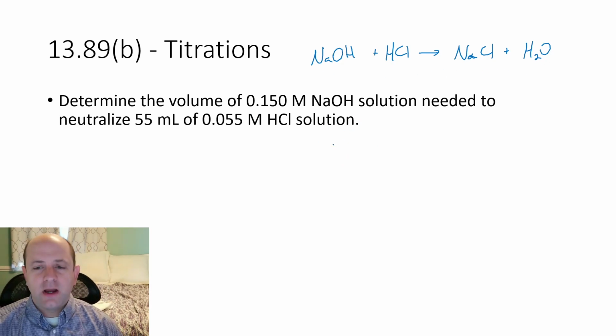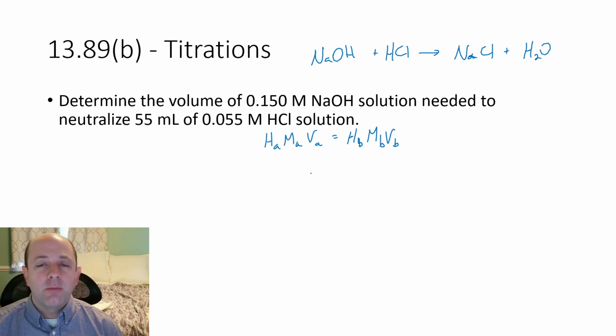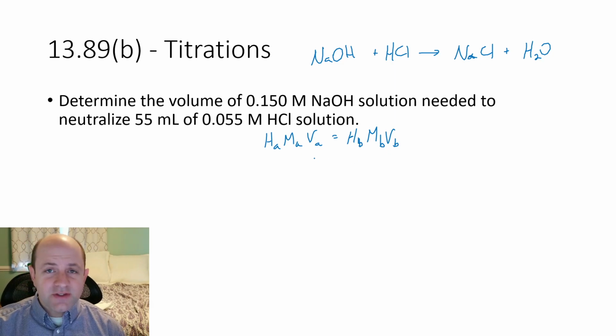But for this equation, we're actually going to use our titration equation, HA MA VA equals HB MB VB, where the A's are the acid, the B's are the base. H's are how many protons are either accepted or donated, so how many H's in front for the acid, how many hydroxides for the base. The M's are the molarities, and the V's are the volumes. And because we're using this equation, we don't have to worry about changing volumes to liters. We can just leave it as we got.